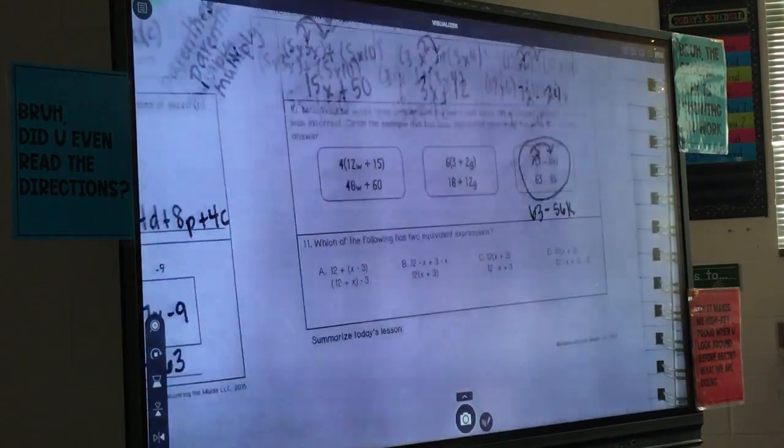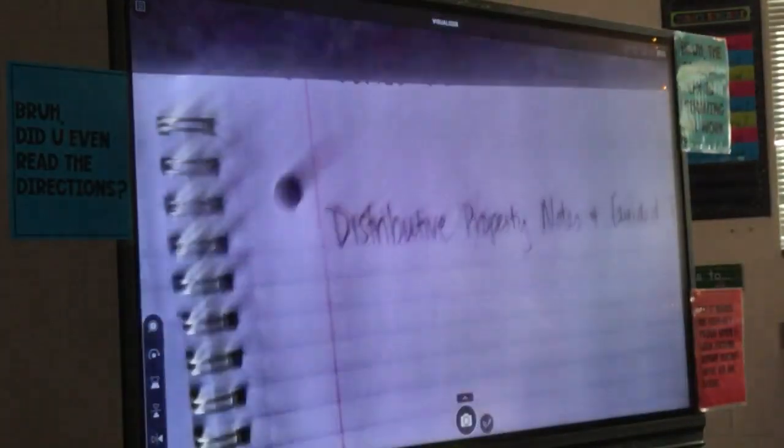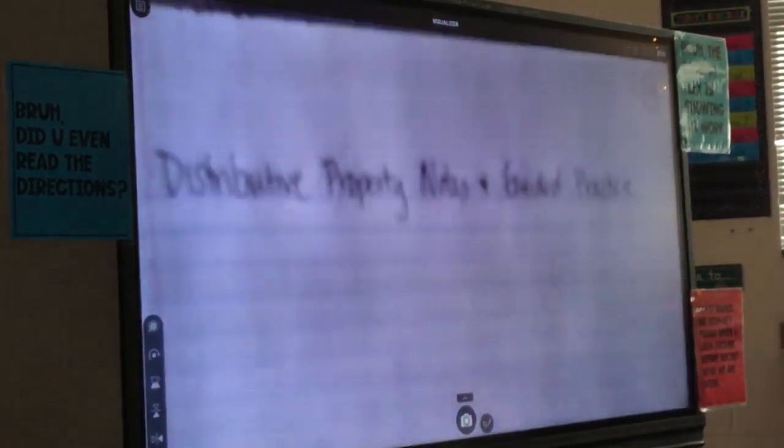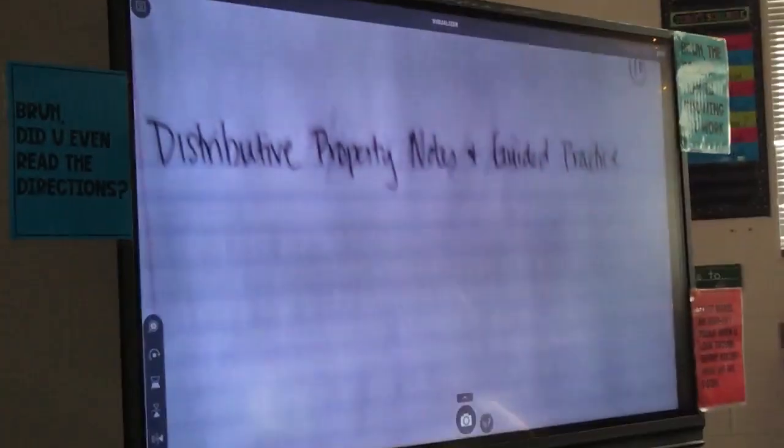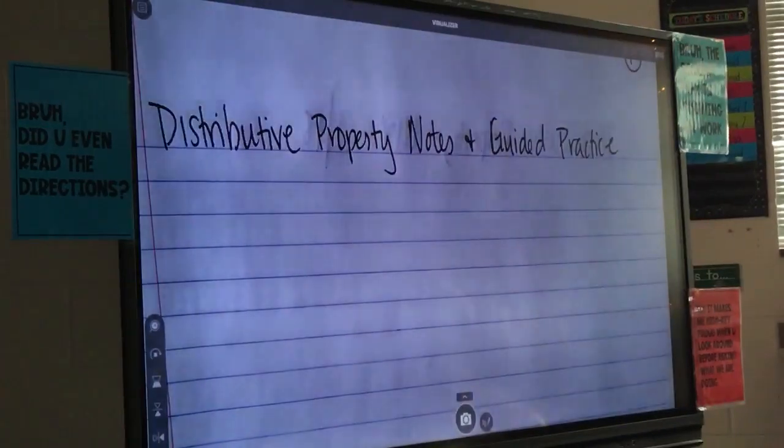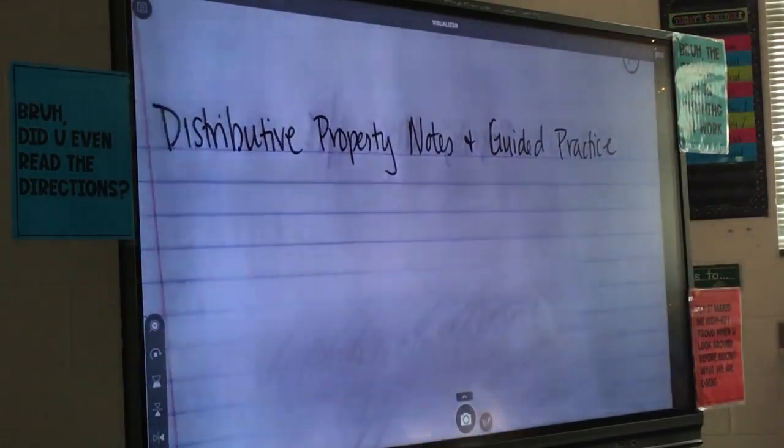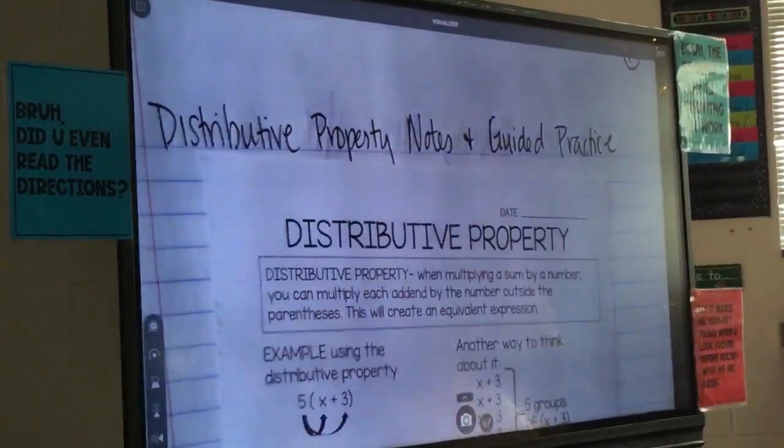All right. Go ahead, put this to the side. Don't glue it in yet. You're going to slide over to the right side, and you're going to title it Distributive Property Notes and Guided Practice, and get the little half sheet out that I just passed out to you guys.